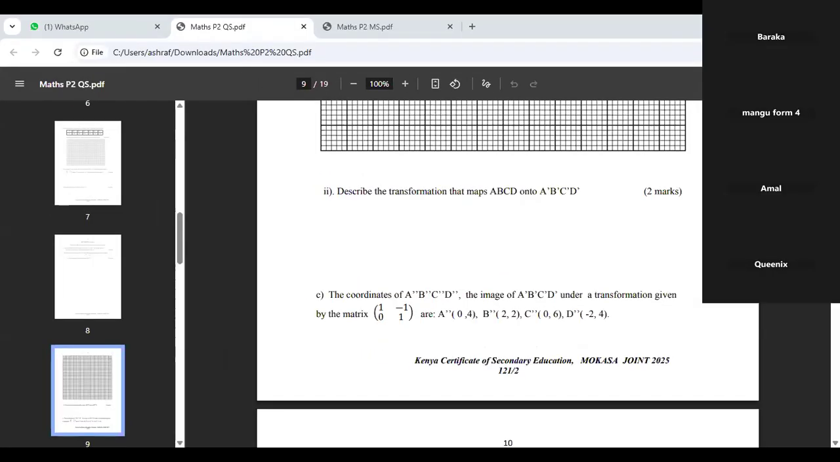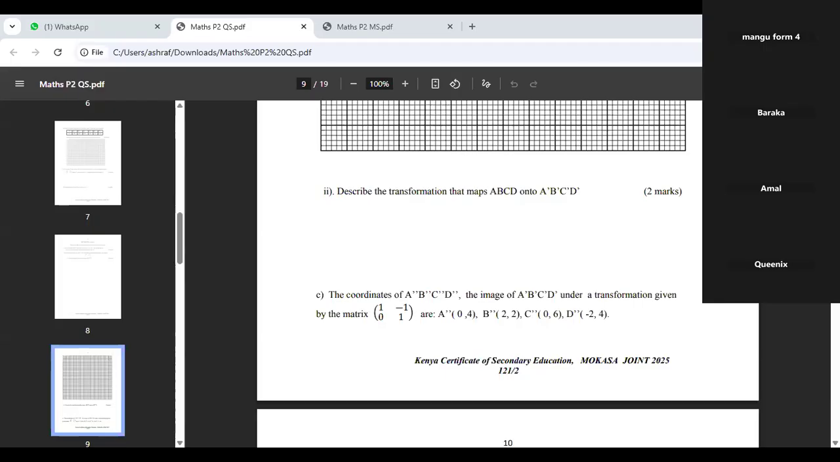Then a stretch. How do you describe a stretch? We can first say that's a stretch. Then you say the invariant line. Then you show an image and its object. Almost correct. Something is missing. Someone to add.